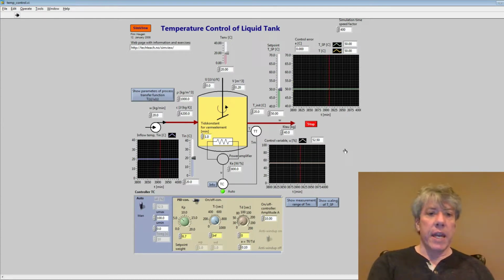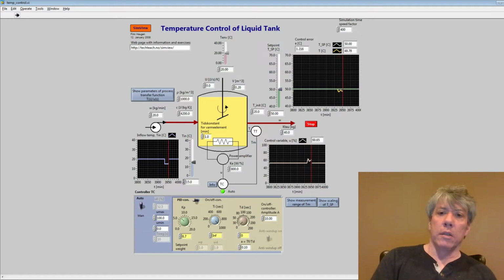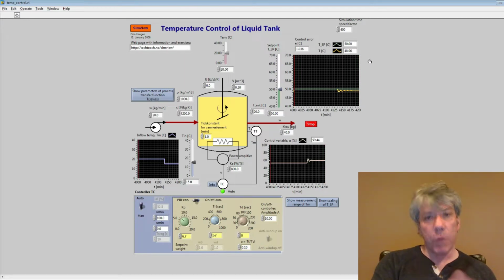Now, if a disturbance comes along, let's say this drops down to 15 degrees, what happens? Well, we notice that, let me pause this, I'm going to hit stop actually. We notice that the output temperature dropped. It dropped to 49 degrees or so, which is not bad, but let me zoom in on it so you can see what has happened.